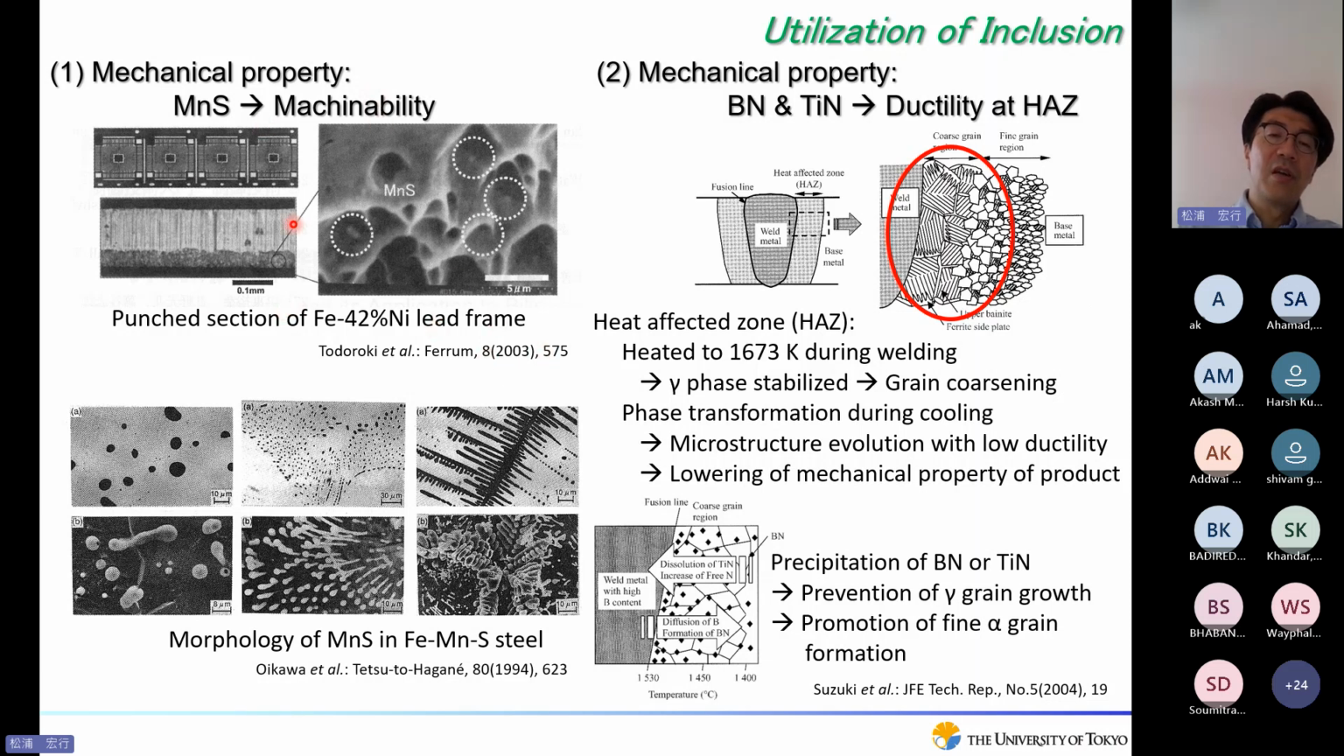It is quite old, but this is some material for the iron nickel alloy lead frame for the semiconductor chip. In that case, you need to make a very fine structure of the steel sheet, and they try to disperse the manganese sulfide inclusions very tiny and very uniformly within the steel materials. And then you can improve the machinability and cleanly cut the steel materials. The other case is a fundamental research to see how the morphology of manganese sulfide inclusions in iron manganese sulfur steels changes with cooling conditions or the content of manganese and sulfur in steels.